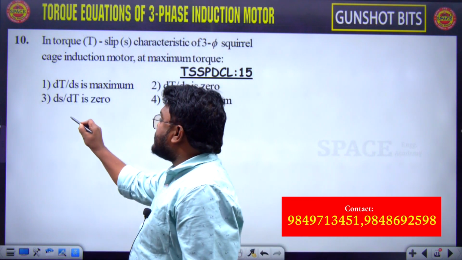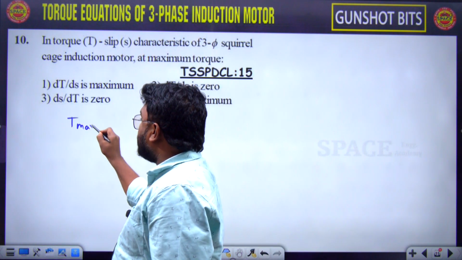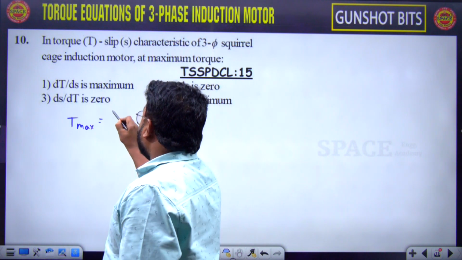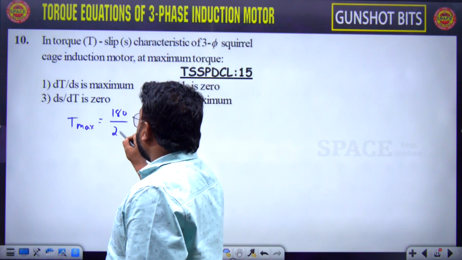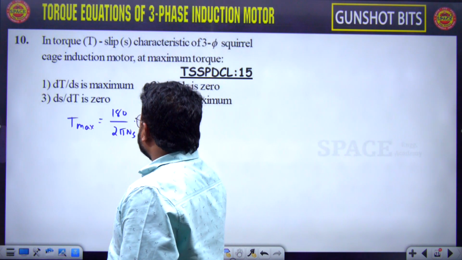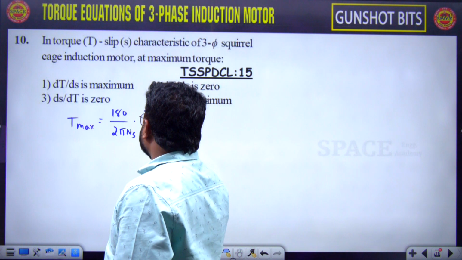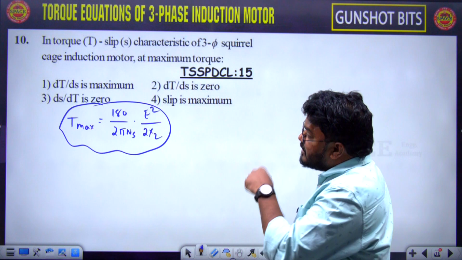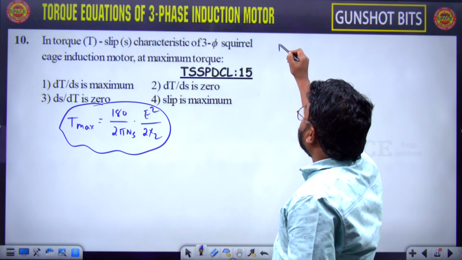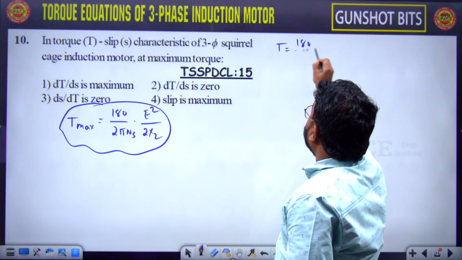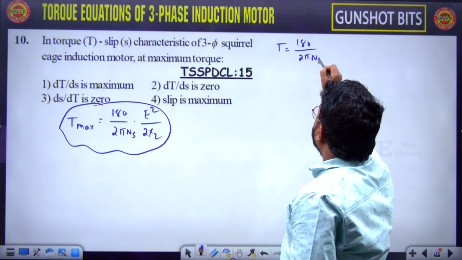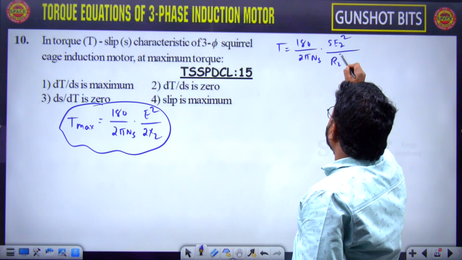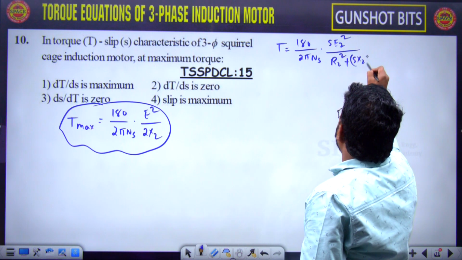So we know the maximum torque produced by the motor, T maximum, is actually 180 by 2 pi ns, E2 square by 2x2. This is the formula to find the maximum torque. But how did we get this formula? We know the torque equation: 180 by 2 pi ns, s E2 square divided by (R2 square plus (sx2) whole square).